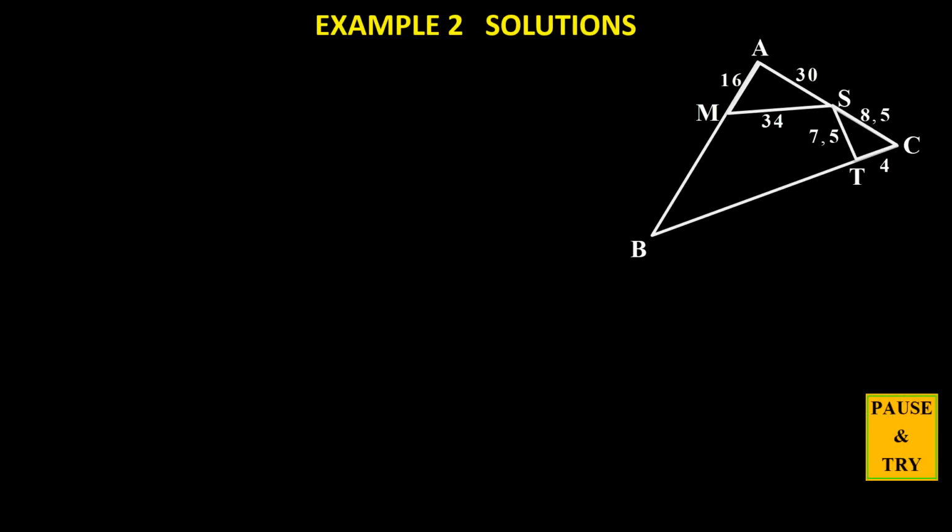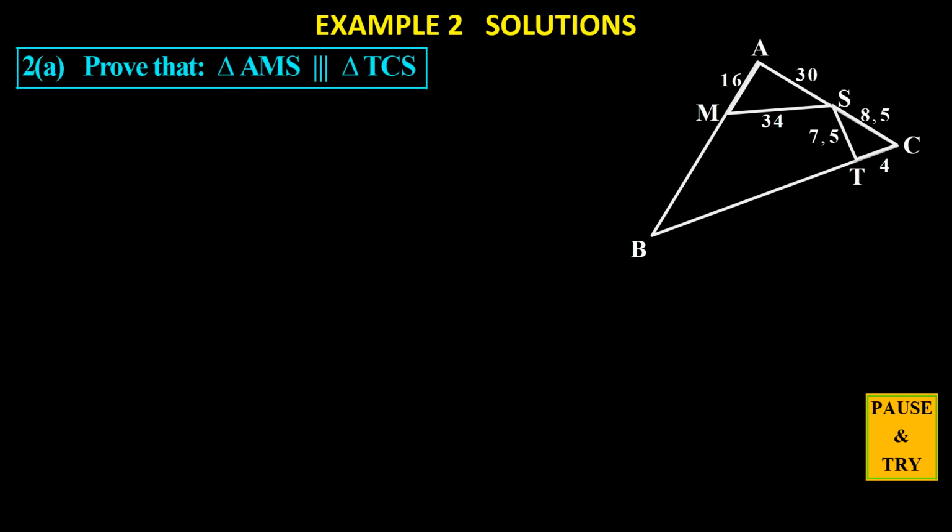Now let's look at the solution of this problem there. There we have our diagram with all our information. We're required to prove that triangle AMS is similar to triangle TCS. And we can see here we've got side lengths, not angle measurements. So we're going to use the approach to see whether the corresponding sides are in proportion. To do that, we need to remember we said from the shortest to the largest. So it's 16, then 30, and then 14, corresponding with 4,7, 7,5 and 8,5.